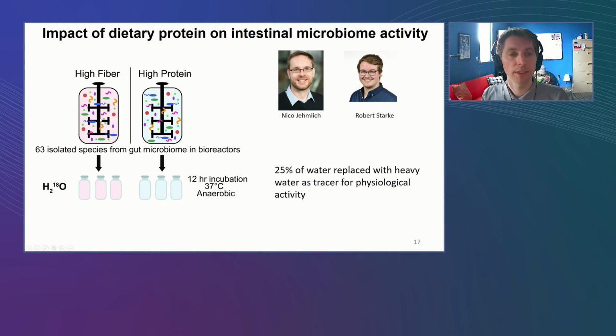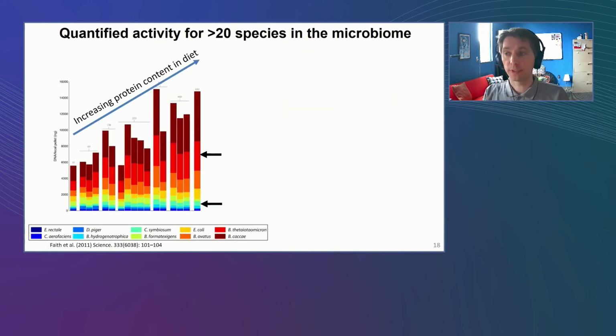They subsampled from these reactors into multiple bottles each and added heavy water with oxygen-18 to these bottles, and then continued to incubate, really using the heavy water as a tracer of activity. I will not show you all of the data that came out of this experiment because it's kind of an overwhelming graph, but I can tell you that we quantified the activity for more than 20 species in these microbiomes. So again, coming back to this literature data, right?